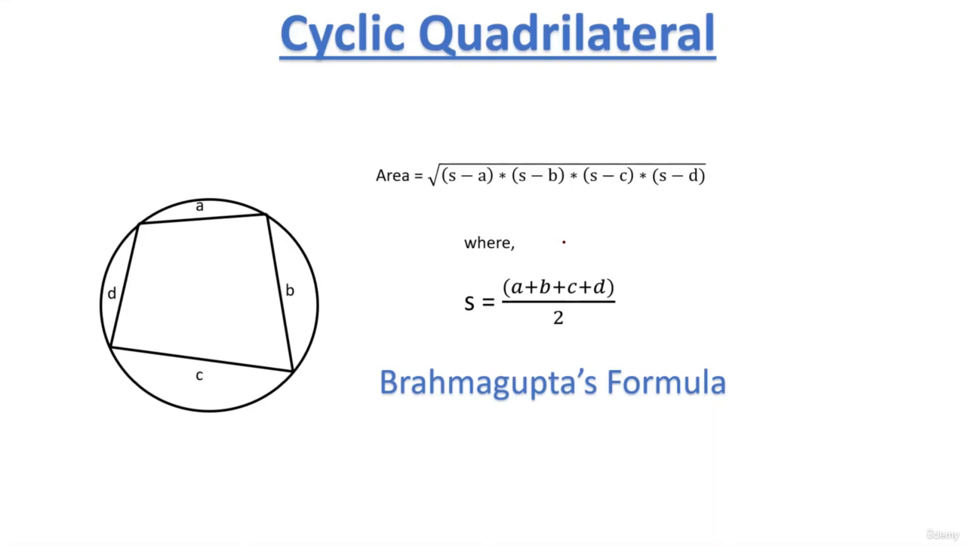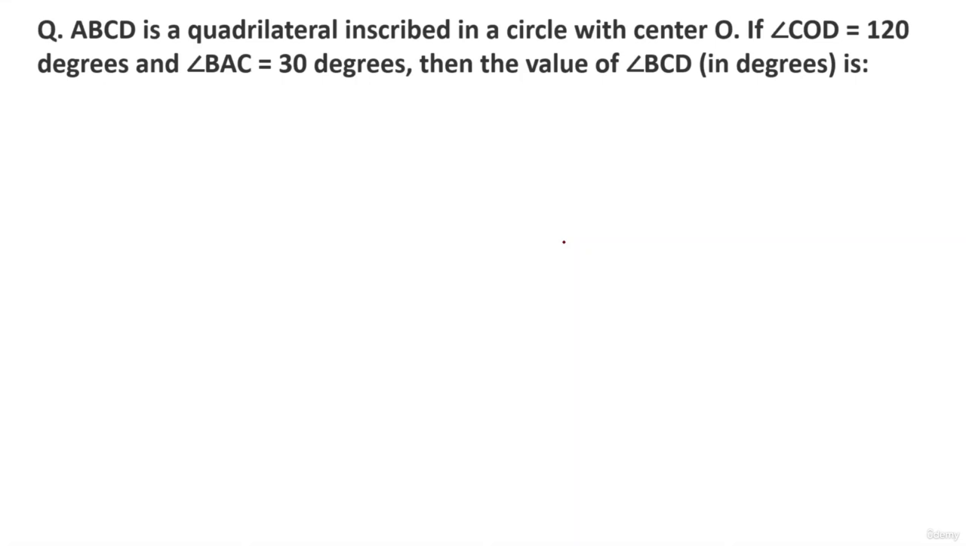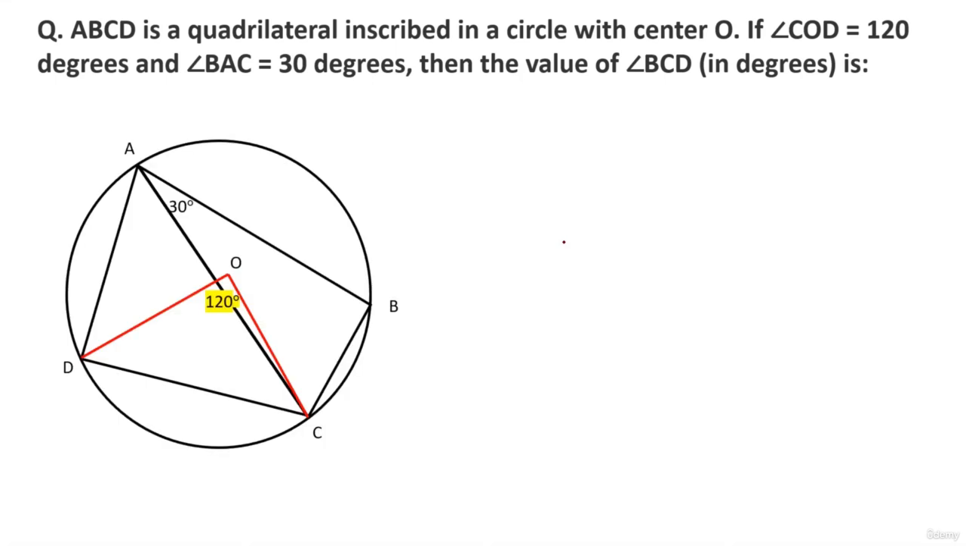ABCD is a quadrilateral inscribed in a circle with center O. Needless to say, it's a cyclic quadrilateral. If angle COD is 120 degrees and angle BAC is 30 degrees, then find the value of angle BCD in degrees. You can try this question out and then continue to the solution. The diagram will be something like this: ABCD being the cyclic quadrilateral, COD is given as 120 degrees and angle BAC is 30 degrees.